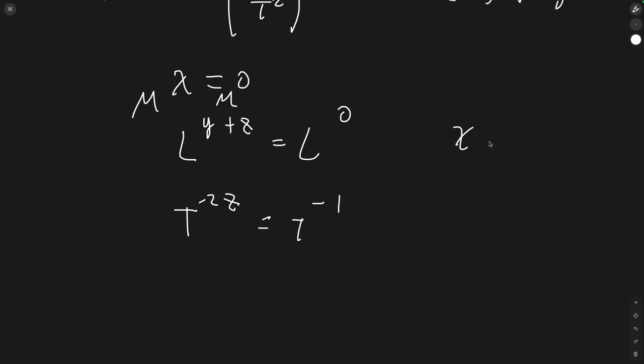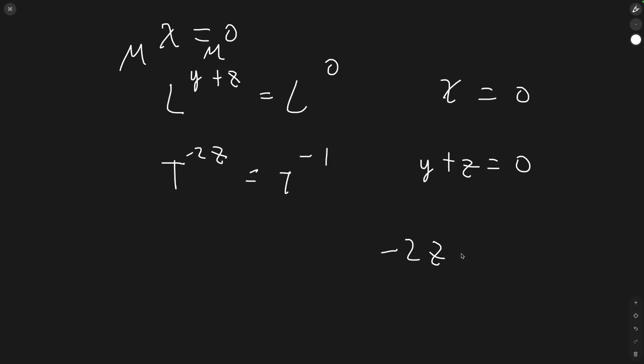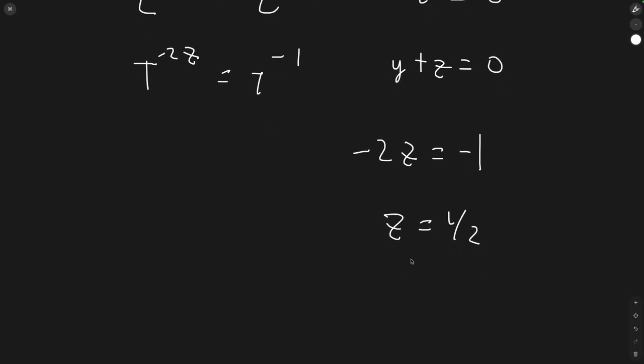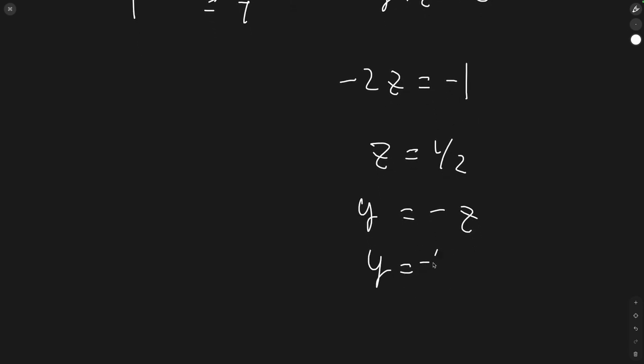What the heck? X equals 0. Y plus z equals 0. And then negative 2z equals negative 1. Z equals a half. Plug that back into here. Y equals negative z. So y equals negative a half.